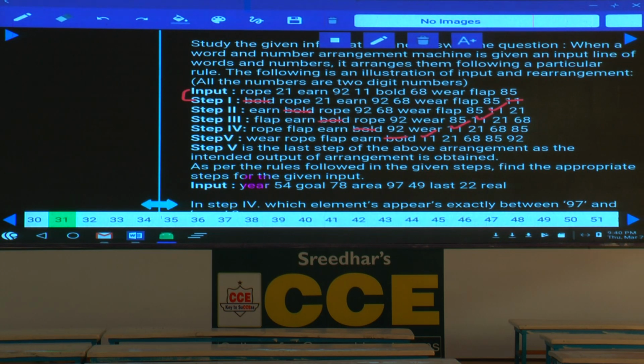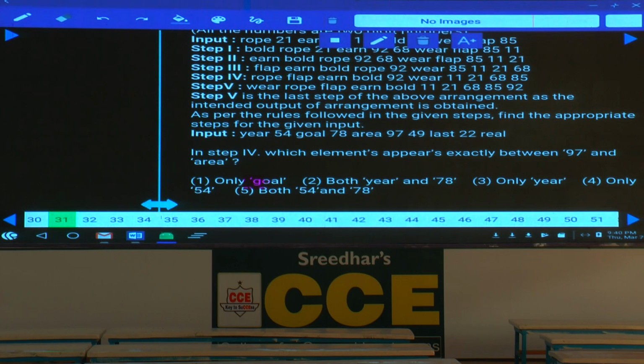And further, the next word to bowl is earn, isn't it? Arranged at the first place. Next number to 11 is 21, arranged at the next place. And in third step, next word to earn is flap, arranged at the first place. Next number to 21, 68 arranged at the next place. Then again, these elements will be shifted to the next place. Again, next word to flap is rope. Next number to 68 is 85. Finally, the next word to rope is urn. And 85, the next number is 92. And this is how these words and numbers are arranged in this one.